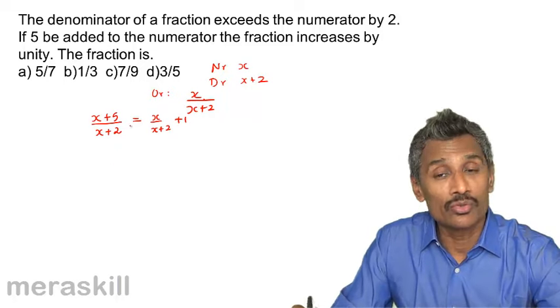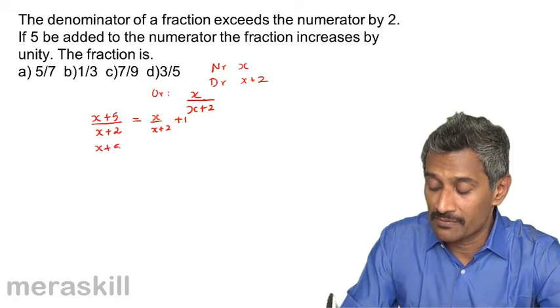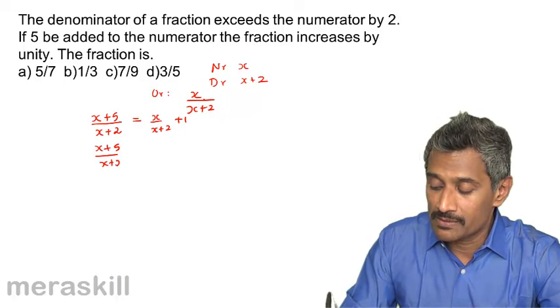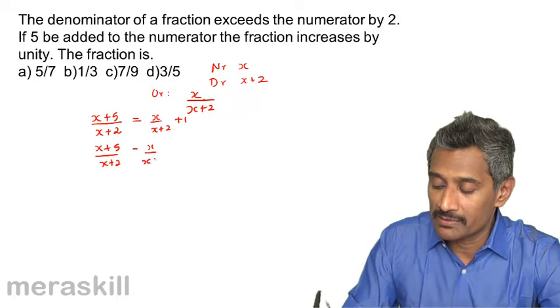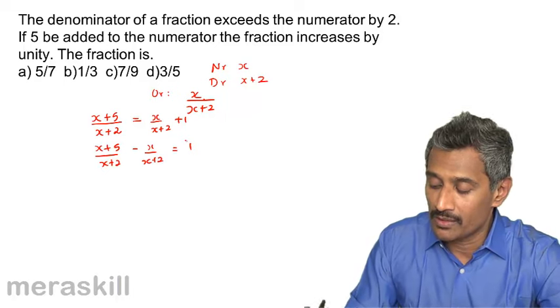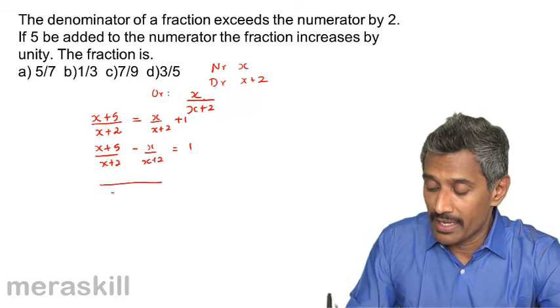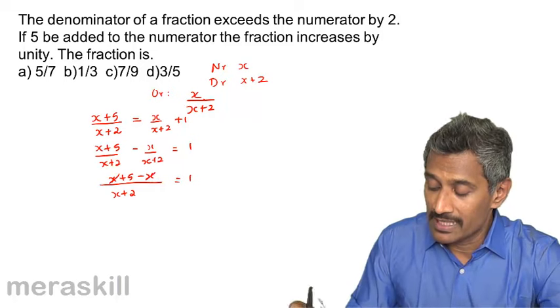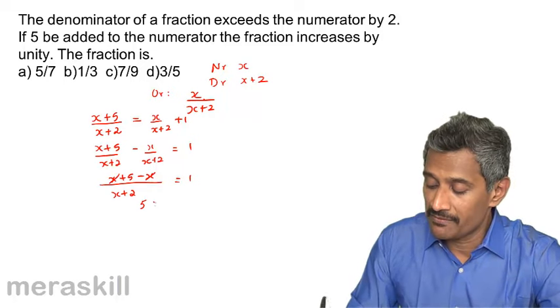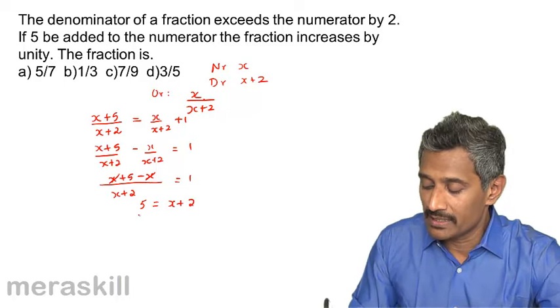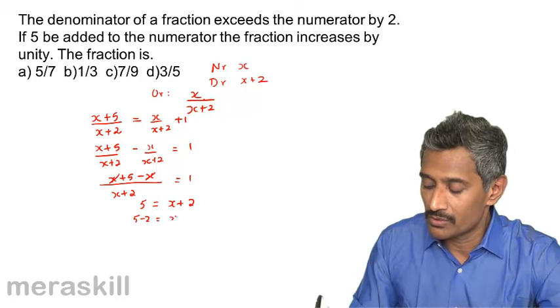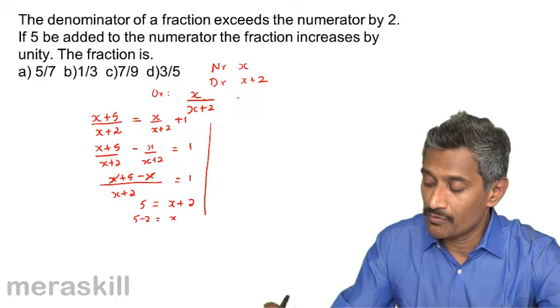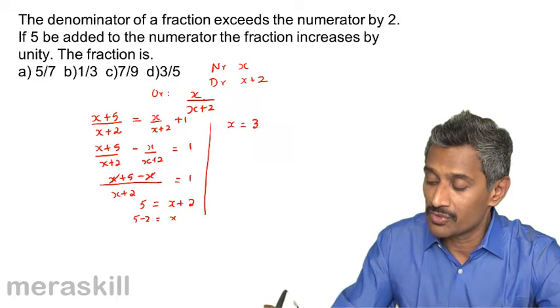So next we need to solve this. You get x plus 5 upon x plus 2 minus x upon x plus 2 is equal to 1. So this will give you, x plus 2 minus x, this gets cancelled, so we get 5 is equal to x plus 2. So x remains like this: 5 minus 2 is equal to x. Therefore, we have x is equal to 3.